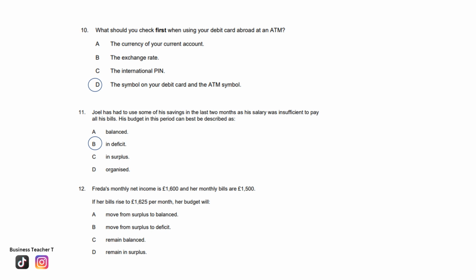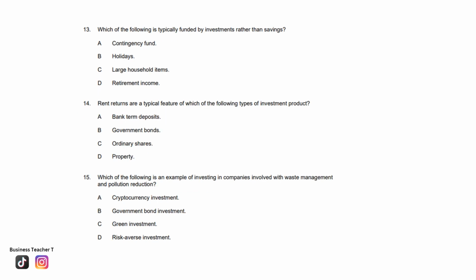And the answer is B. Move from surplus to deficit. Which of the following is typically funded by investments rather than savings? A. Contingency fund. B. Holidays. C. Large household items. Or D. Retirement income.